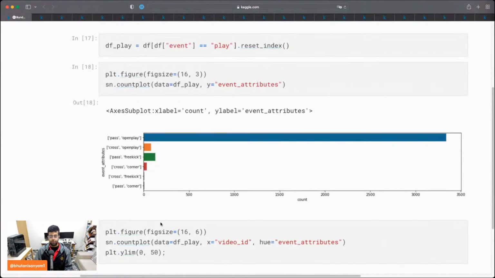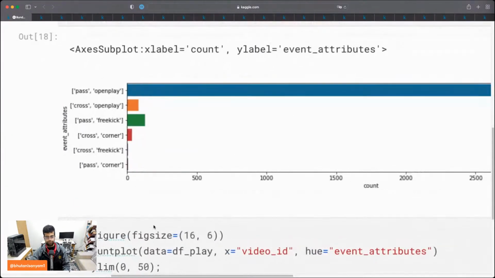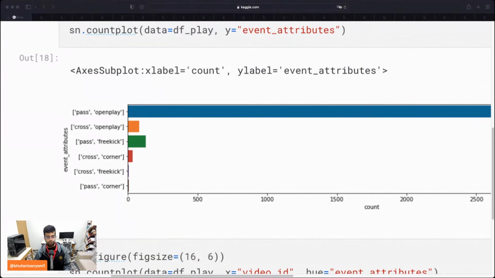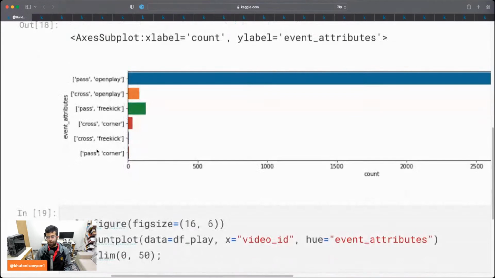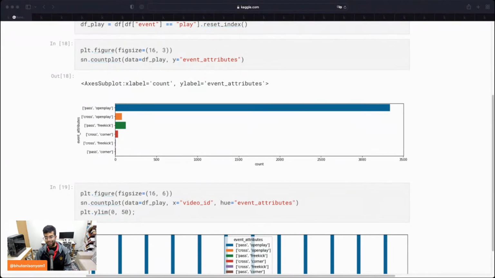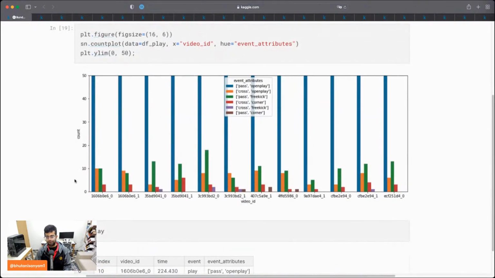There are also subsets, right? So when a pass is happening, is it an open play? Or when a cross is happening, is it an open play, or a free kick, or a corner kick? There are also such subsets. Most of the time it's an open play. So a dumb baseline could obviously be to just say everything is an open play, and we'll see why that could be a bit flawed to benchmark.